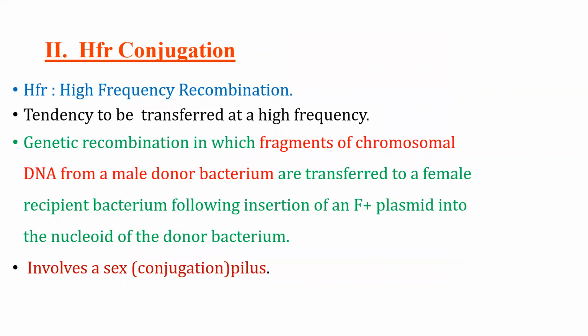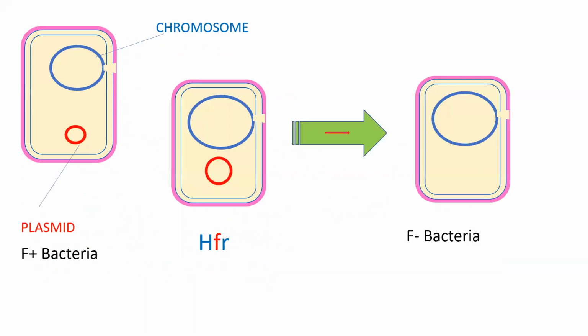Now, Hfr conjugation. So what is Hfr? Hfr means high frequency recombination. High frequency recombination means it has the tendency to be transferred at a high frequency. Genetic recombination, in which fragments of chromosomal DNA from a male donor bacterium are transferred to a female recipient bacterium following insertion of an F plasmid into the nucleoid of the donor bacterium. It also involves a sex or conjugation pilus.